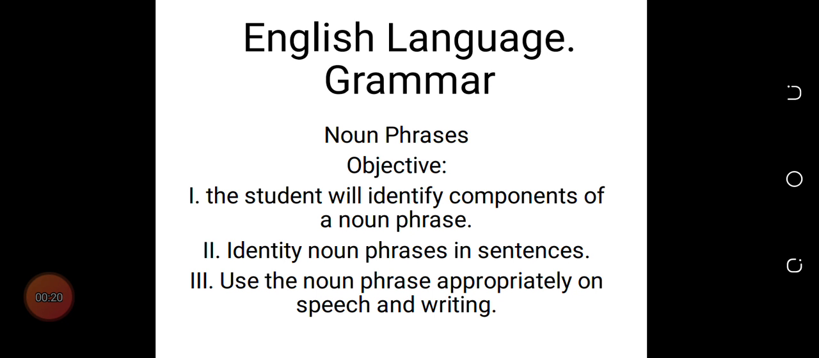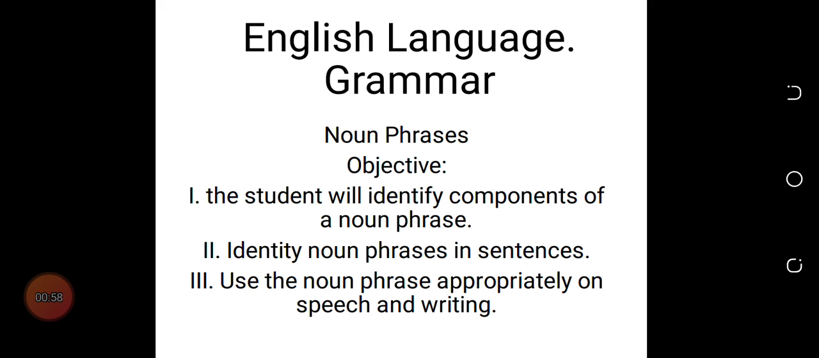I will be taking you through noun phrases again, but the essence of this is for us to identify the components of a noun phrase. Then we should also identify noun phrases in sentences, and lastly use the noun phrase appropriately, that's correctly, in speech and writing.